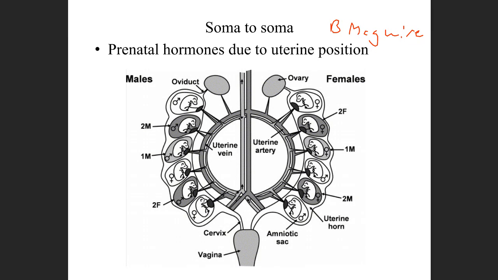And so if you look in the uterus, here's a female who is surrounded by females on both sides. So this would be considered a 2F female. So the female's flanked by 2 females. Whereas this is a 1 male: a male that's flanked by 1 male and 1 female, right?